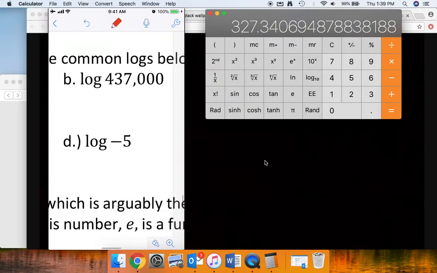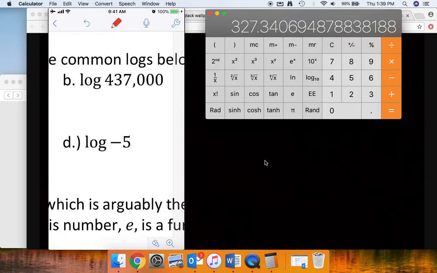All right, let's go over to B. Log of 437,000. Once again, that means 10 to what power is 437,000. It would be so nice if it was 100,000 or a million, because then I'd have a nice whole number. So it's somewhere in between 100,000 and a million. Well, 100,000, that's 5 zeros, so that'd be 10 to the 5th. A million, that's 6 zeros, so that'd be 10 to the 6th. So it's somewhere between 5 and 6.